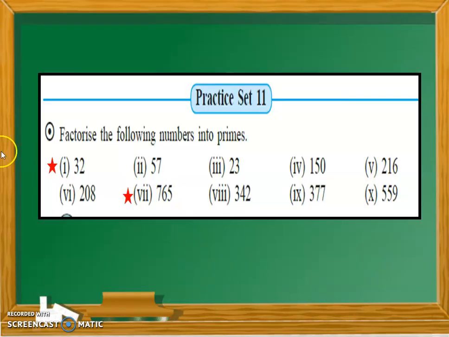From this practice set 11, I have done these 2 sums for you all. The rest of the questions you are going to solve by yourself. Here as question number 3, if you check, this 23 will not factorize more. Why? Because 23 is itself a prime number. So you will not get any other factors. The factor of 23 will remain 23 only. That means it is 23 multiplied by 1 only. So likewise you are going to do the rest of the questions.